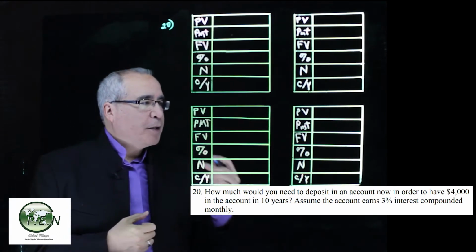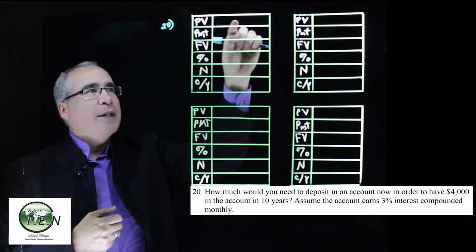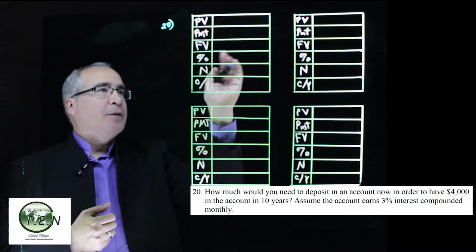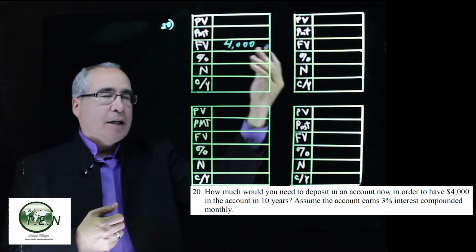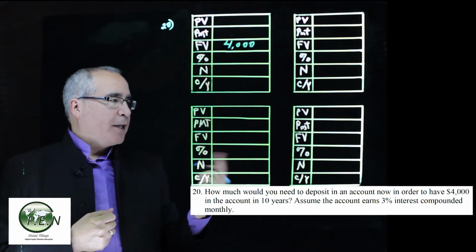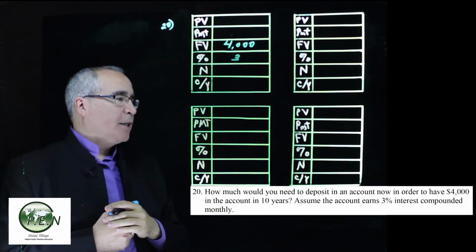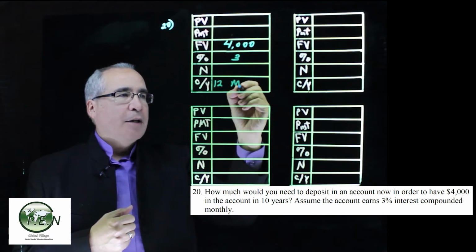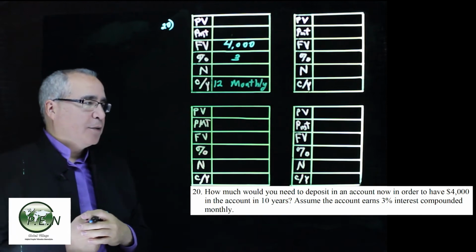And the question is, how much would you need to deposit? That's the present value. The question's asking what we need now in an account in order to have $4,000 in the future. So we want to have $4,000 coming back to us, so that's why it's positive, in an account in 10 years. Now assume the account pays out 3% interest. So we'll put our 3% there, and it also tells us we're compounding monthly. So that's a 12 or the word monthly, depending upon what calculating device we're using.